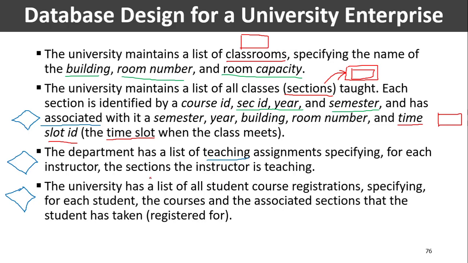Okay. Now the next statement says that the university has a list of all student course registrations specifying for each student the courses and the associated sections that the student has registered for. So student is registering the sections. So in between student and section, we should have a relationship because students are registering for sections. Okay.